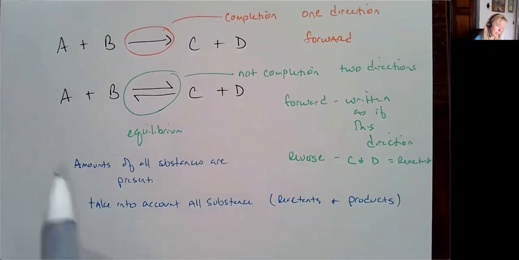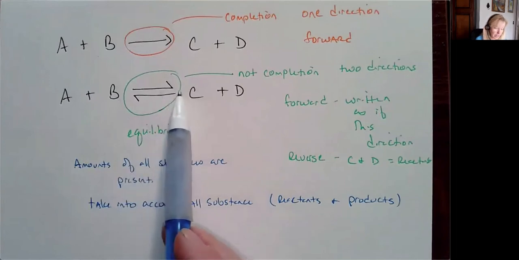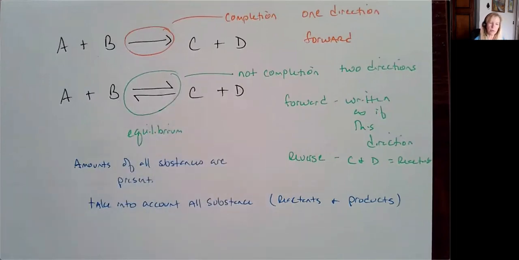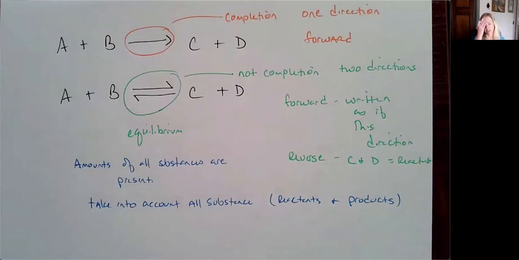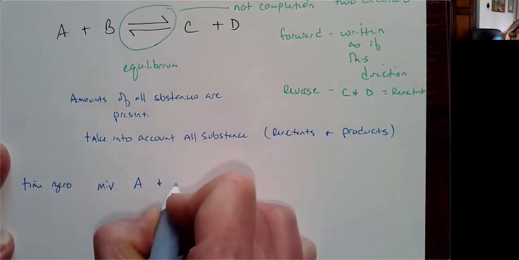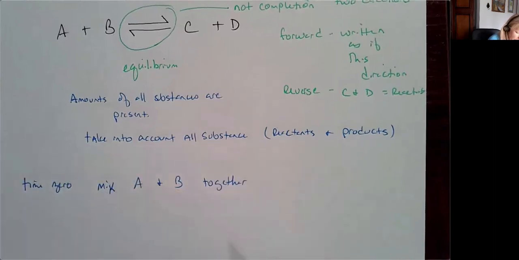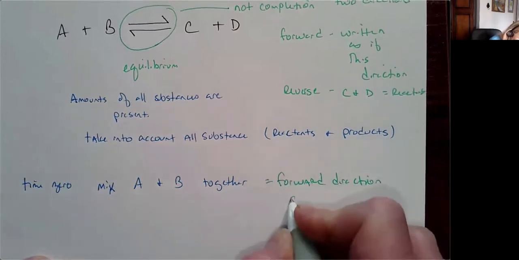Now, if I mix A and B together, there's going to be an initial thing that happens where A and B will react, and I'll be going forward, and I'll produce C and D, and then I'll get to the point where A and B stop reacting. And so I produced C and D, and then if I were to look at this reaction and I were to measure concentration changes, at time 0, I mix A and B together. At this point, this is going to go in the forward direction, and I'm going to see product produced.